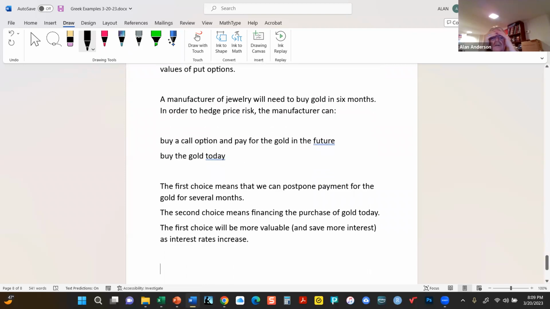Okay, so in other words, you don't need to buy the gold right away and use an option. So that means you don't need to use your own funds today, except for the price of the option, of course, which is a small percentage of the value of the gold. So you're basically postponing the time in which you have to pay for the gold. So therefore, the higher the level of interest rates, the more valuable the call is. Okay, so the higher the level of interest rates, the more valuable will be the call option.